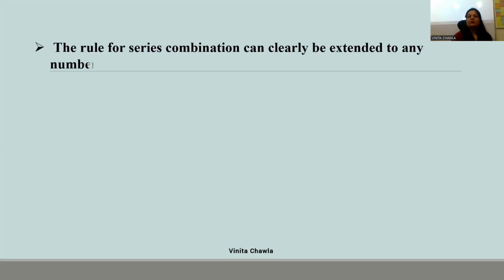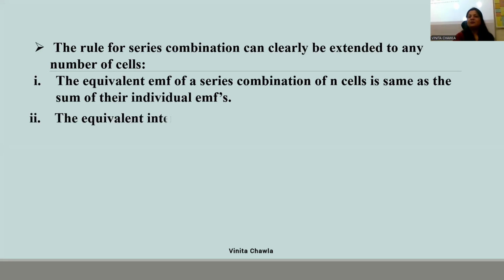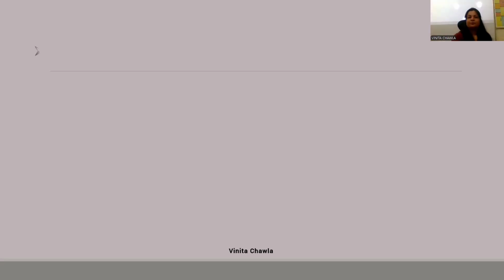What are the rules for series combination? Equivalent EMF of a series combination of n cells is same as the sum of their individual EMFs. The equivalent internal resistance of a series combination of n cells is same as the sum of their internal resistances. है ना? EMF में भी sum होता है. Internal resistance में भी directly add the internal resistances of individual cells.